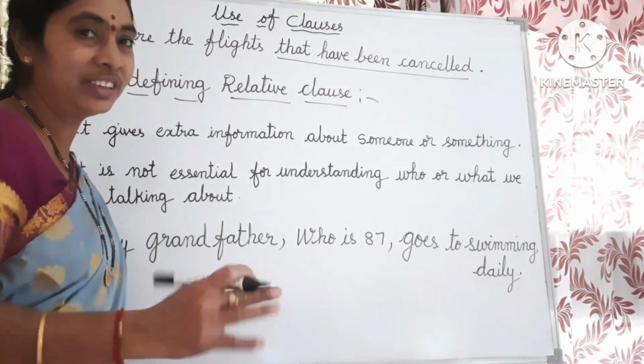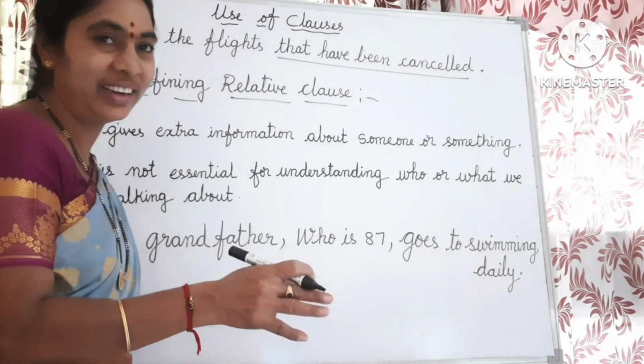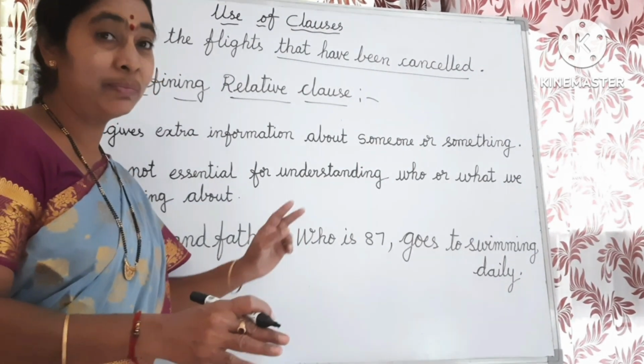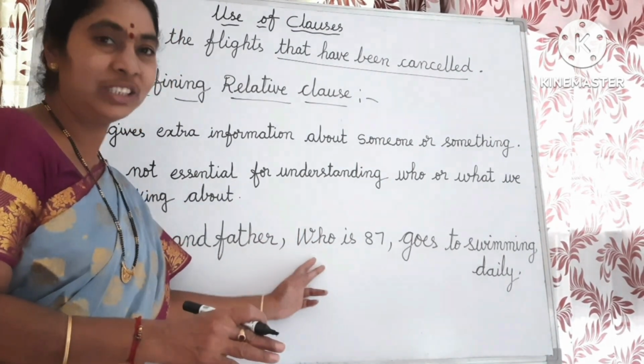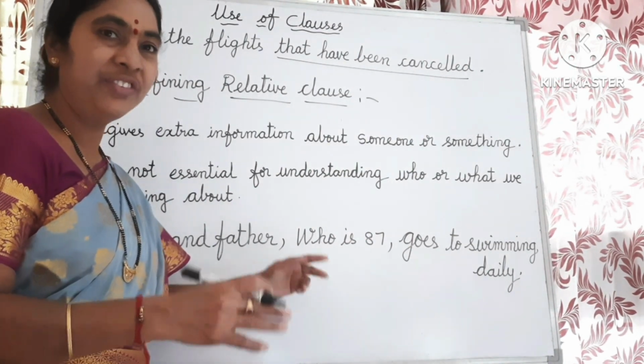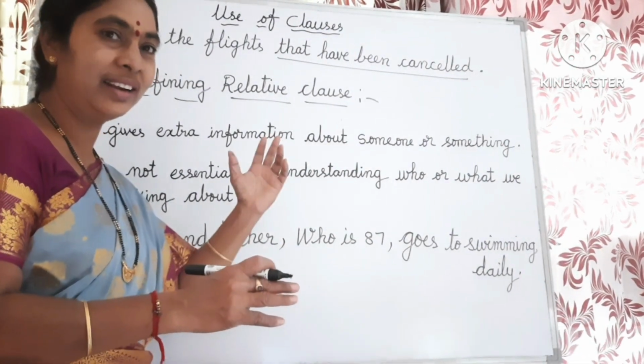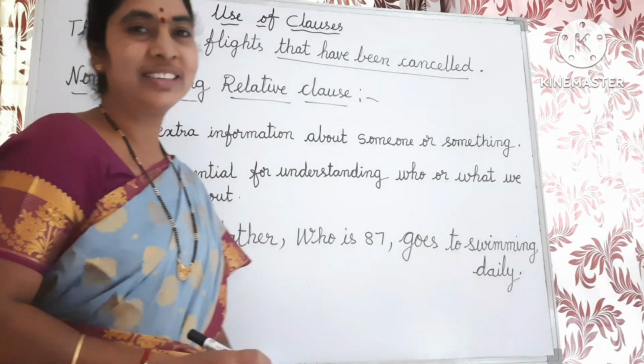Now we all know the difference between defining and non-defining relative clause. If commas or parentheses are there, that is a non-defining relative clause. If commas or parentheses are not there, that is a defining relative clause.